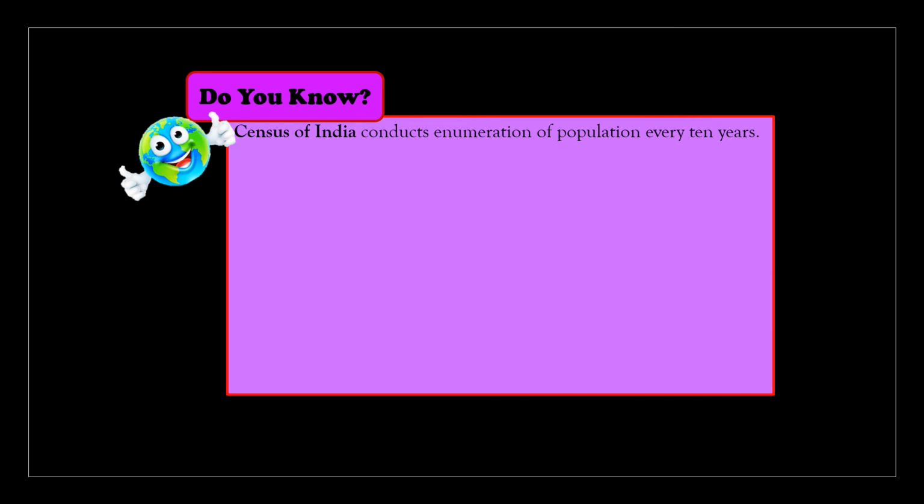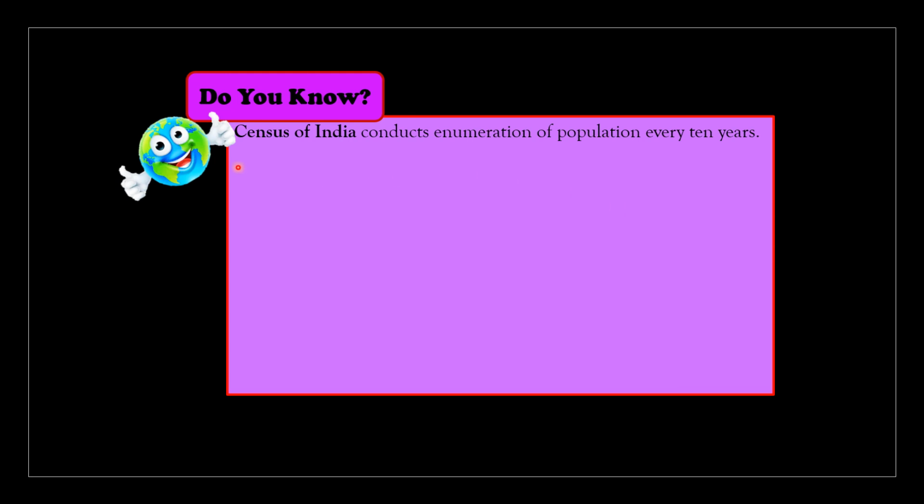Let's go through and understand the information that they have given us on page number 44. Now, they have given us that the Census of India conducts enumeration of population every 10 years. Enumeration means counting. In simple terms, it means counting of population every 10 years.